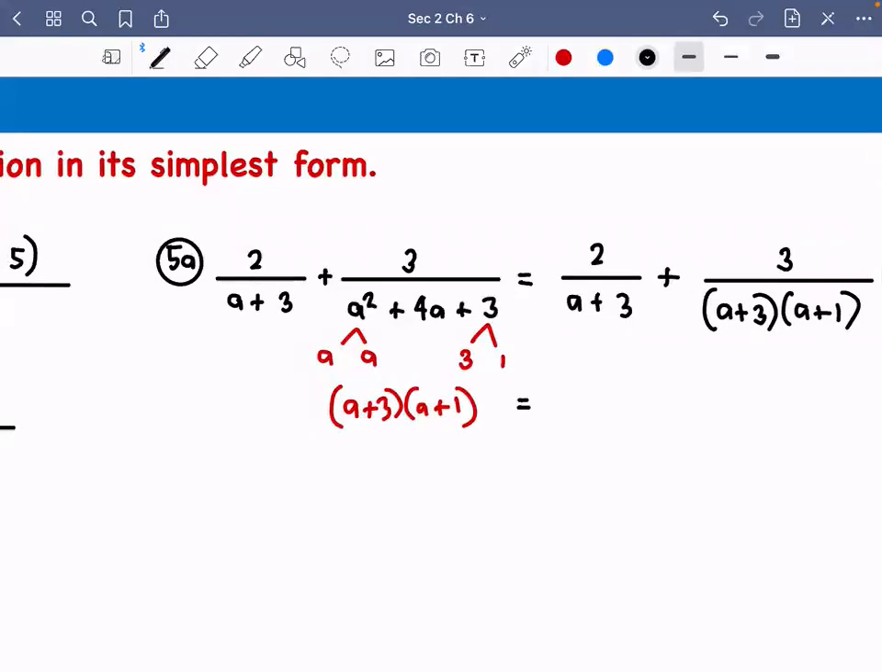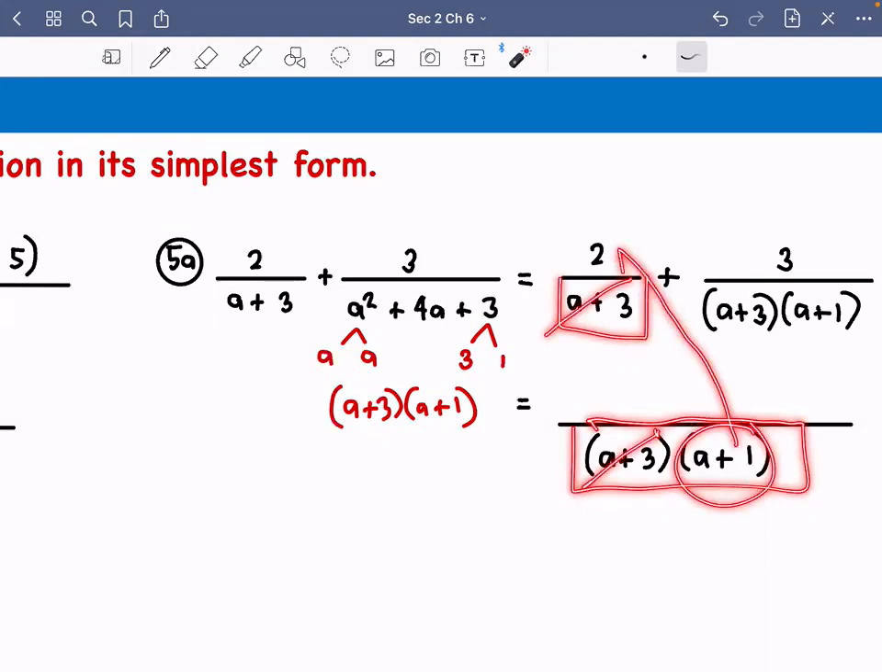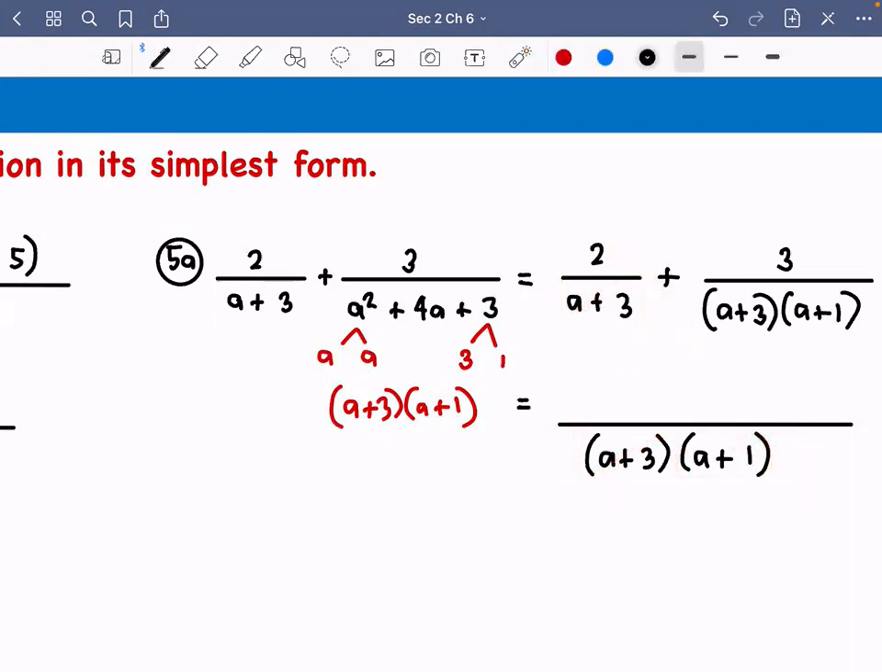And then let's find our common denominator now. So a plus 3 and a plus 3 is common, so we write that here: a plus 3. And since we still have a plus 1, we also add that here: a plus 1. So this one, a plus 3 times a plus 1 divided by a plus 3. So this is cancelled. So what's left? We still have a plus 1, so a plus 1 times 2. So 2 times a plus 1.